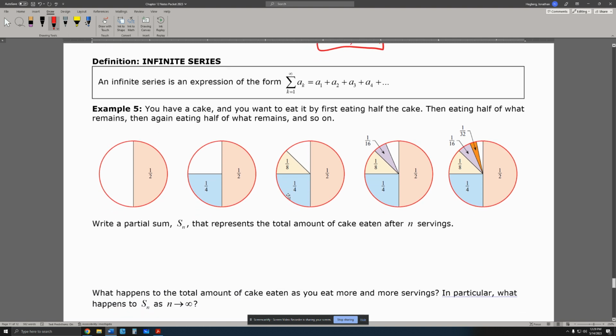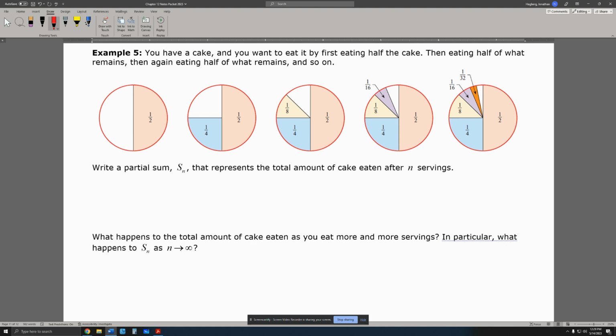Okay. So let's take a look at example 5. Here you have a cake, and you want to eat it first by eating half the cake, and then eating half of what remains, and then eating half of what remains then, and so on. So if we have a whole cake, we eat half of it, now there's half remaining. We eat another half of what remains, and now there's a quarter remaining, and then an eighth remaining, and a 16th, and a 32nd remaining. And I want to know how much cake have we eaten after n servings?